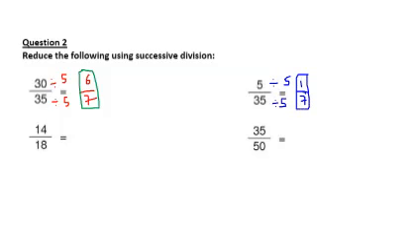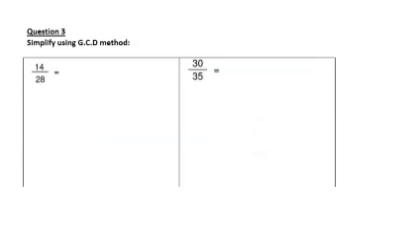Now 14 over 18, I'm going to divide by 2, so I will get 7 over 9. Both 7 is prime and it's not a divisor of 9, so it's an irreducible fraction, and so on. The second method for simplifying fractions is using the GCD method.